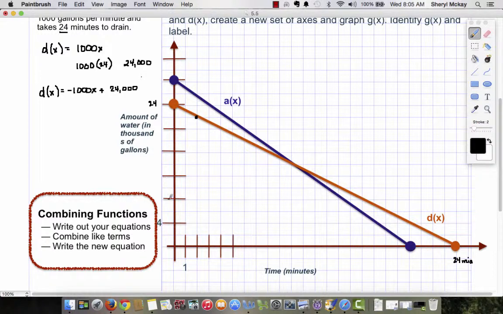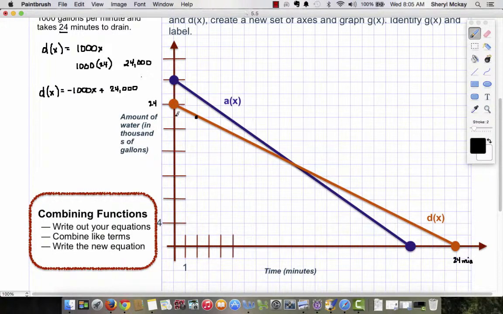And it looks like I have a 4 here, and it looks like every 2 marks on my graph is 4,000. So let's see if that works. 4,000, 8,000, 12,000, 16,000, 20,000, 24,000. Okay, it works. So then that must mean that this is 22,000, right?